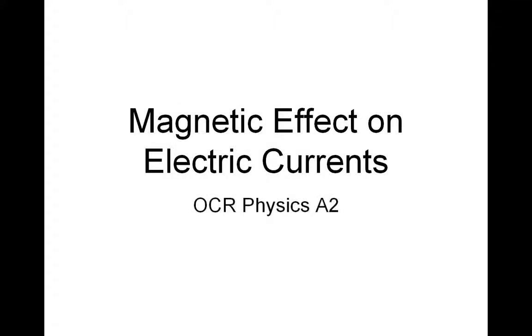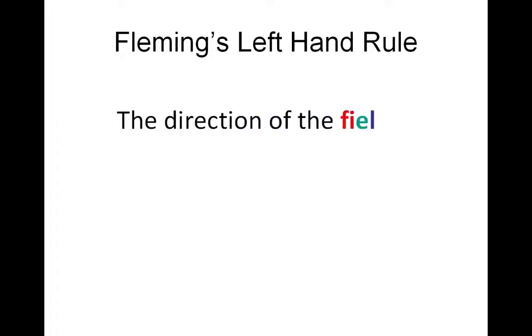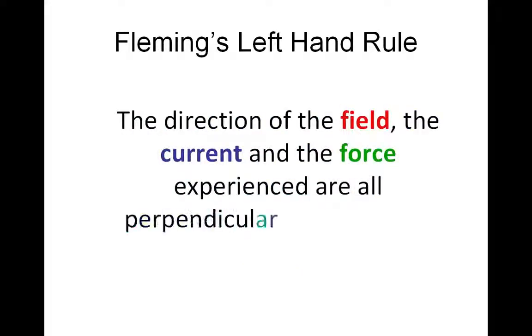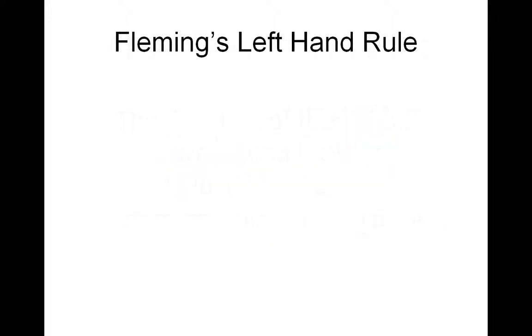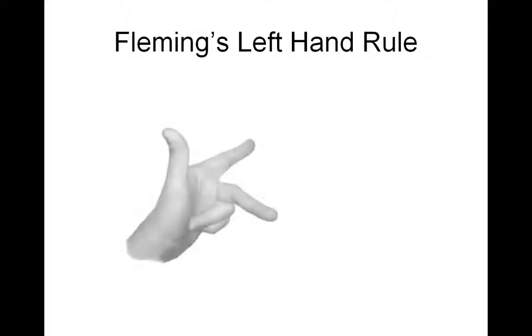Today we're going to look at the magnetic effect on electric currents, and this is part of the OCR Physics A2 course, Fields, Particles and Frontiers of Physics. The direction of the field, the current and the force experienced are all perpendicular to each other. And to figure out which is which, we use Fleming's left-hand rule.